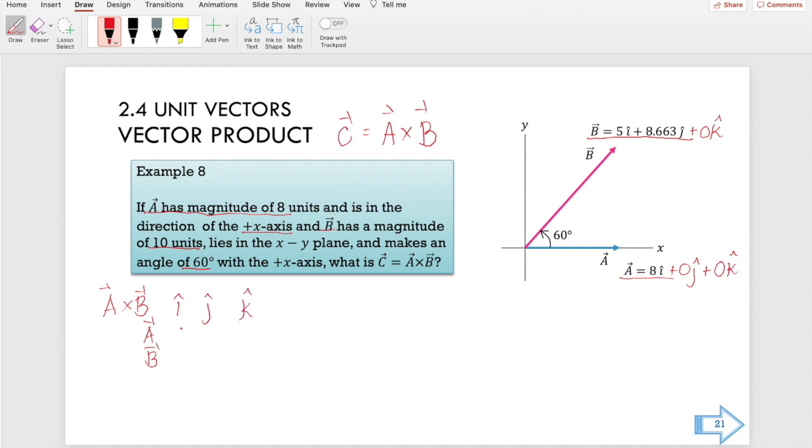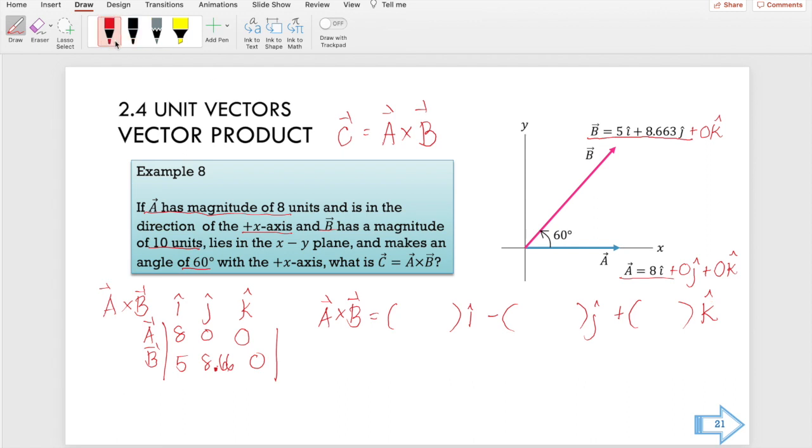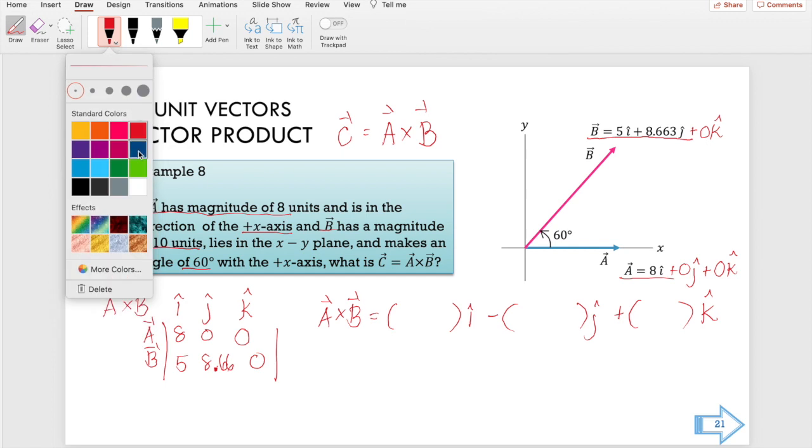For A, I have here 8, 0, 0. For B, I have here 5, 8.66, and then 0. Okay? Now, to solve for the cross product of the two, we use the following formula: i hat minus j hat plus k hat. So, to solve this, let's start with looking for the value of the i hat.